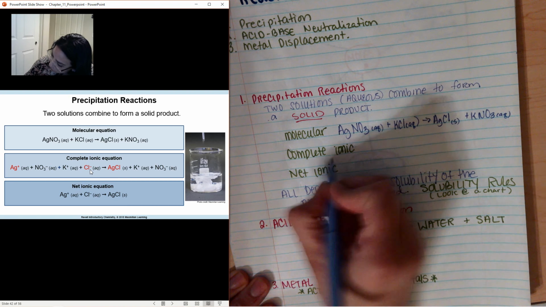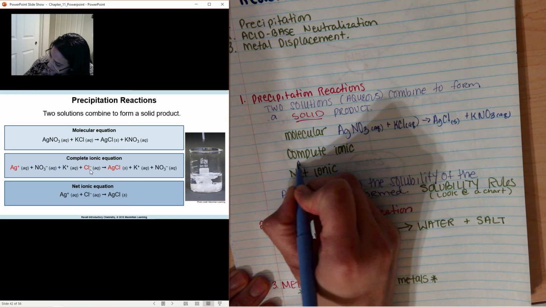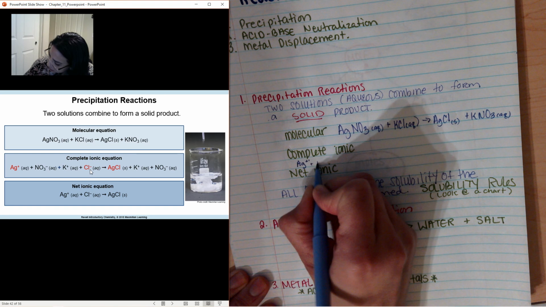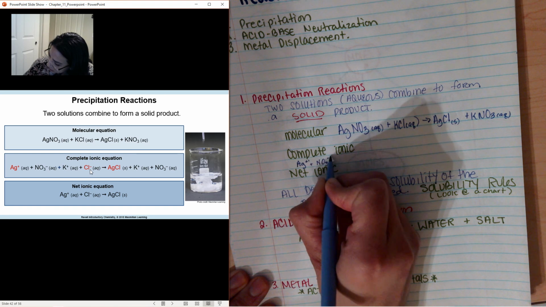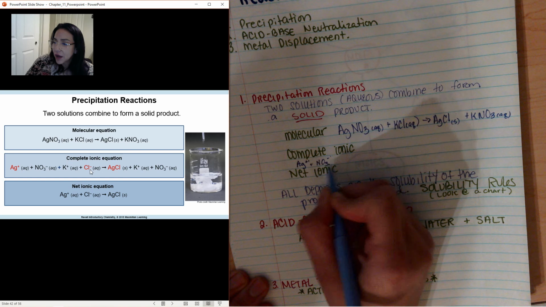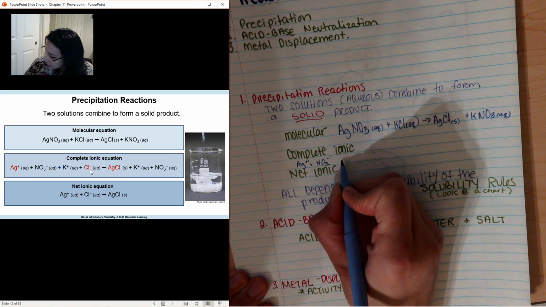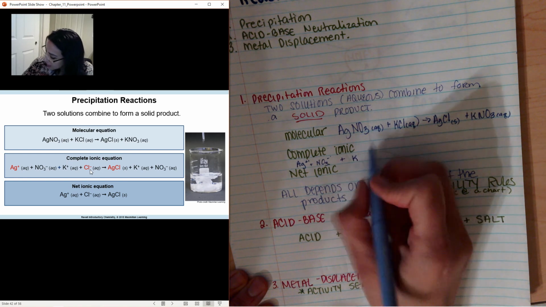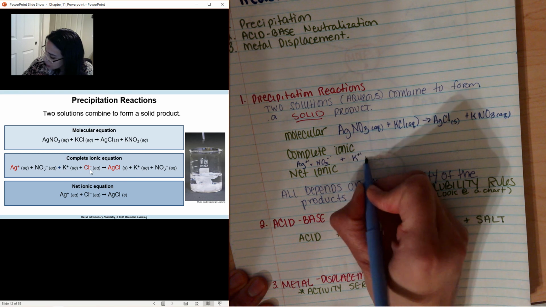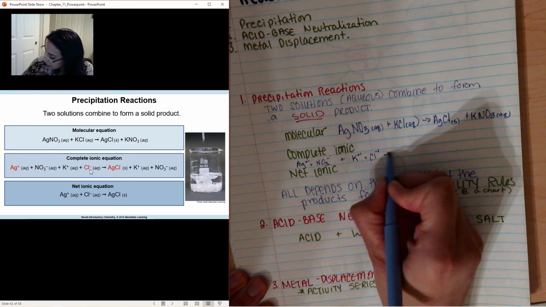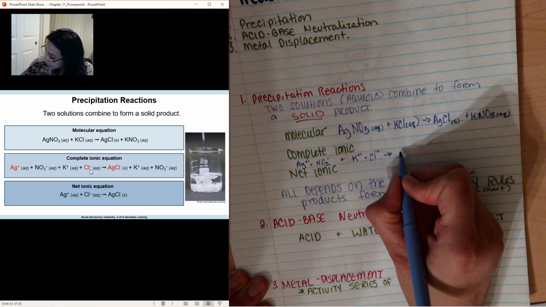So I'm going to start over here just because of space. I have silver nitrate, so silver is a +1, plus nitrate is going to be a -1. These are all aqueous, and because I don't have space, I'm not going to write the word aqueous on there. Okay. We have potassium +1 plus chlorine. There's only 1, so -1. And this is going to give me silver chloride, a solid.